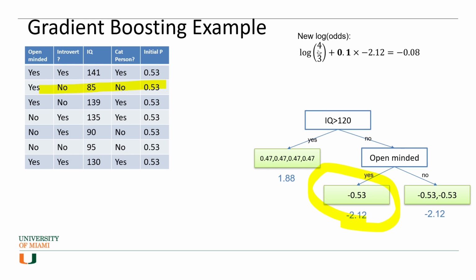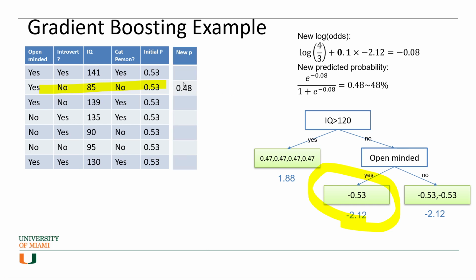Now, the new log odds for this person is going to be the initial log odds, which was the log of 4/3, plus 0.1, which is the learning rate, multiplied by negative 2.12, which was the transformed outcome of this leaf, as we did in the previous step, and it's going to be equal to negative 0.08. Now, if we turn it into a probability using the logit function, we are going to have 48%. So the new probability is going to be 48%.